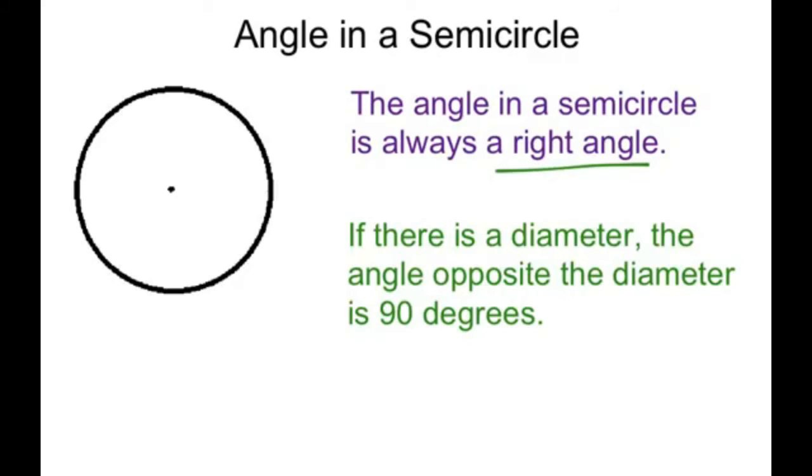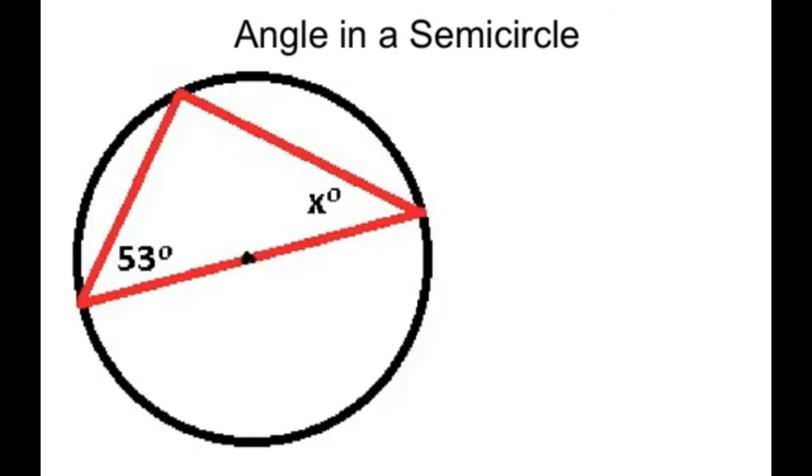And what that means is if there is any diameter in a circle, so it goes through the center, then the triangle, any triangle created from that, the angle opposite it is 90 degrees. So let's have a quick look at a couple of examples. In this one here, we see we have a diameter going through here because it goes through the center. That's really important. It goes through the center there.